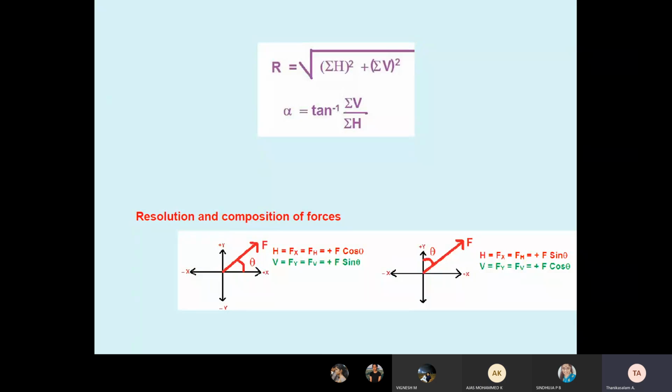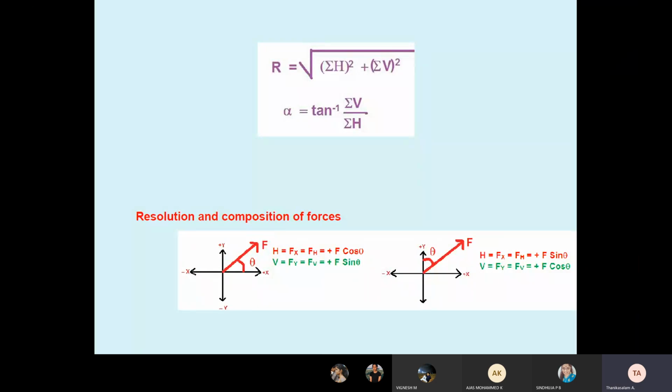Yes. Okay. So this is the resultant formula for more than two forces acting. See here, another very, very important topic, more relevant to our problem solving: resolution and composition of forces. Resolution means converting a single force into two mutually perpendicular directions. Resolving the force in two mutually perpendicular directions, and the force in each direction is called a component, X component, Y component.